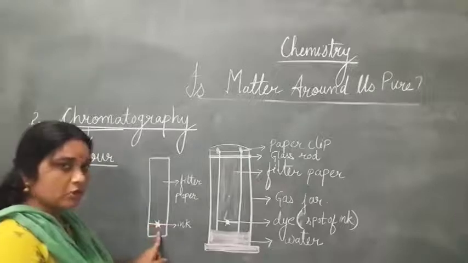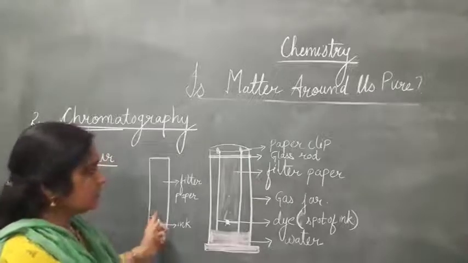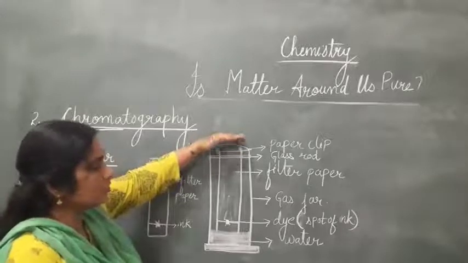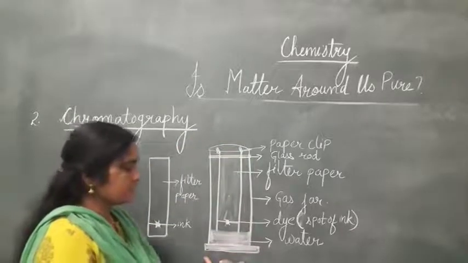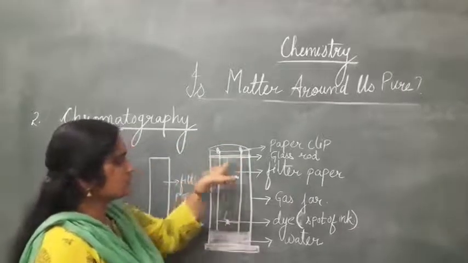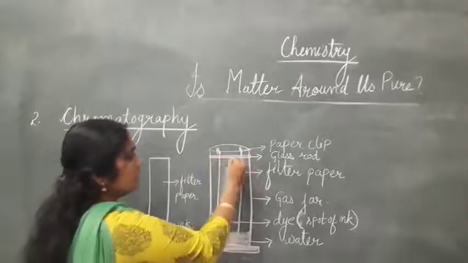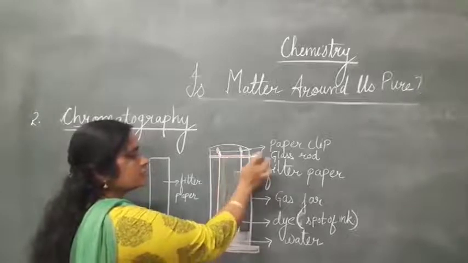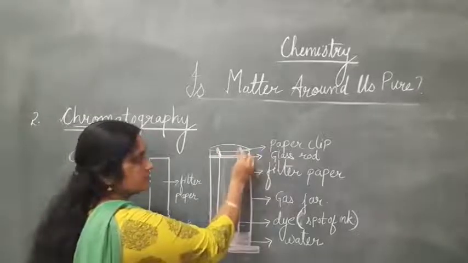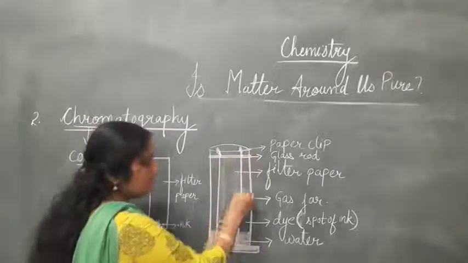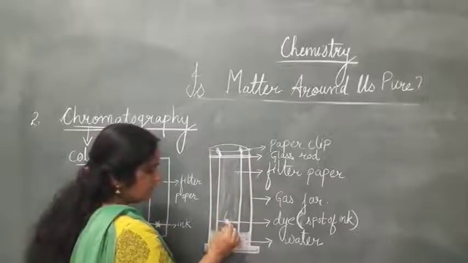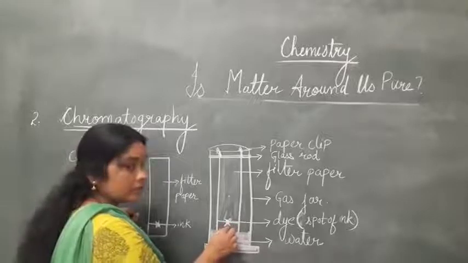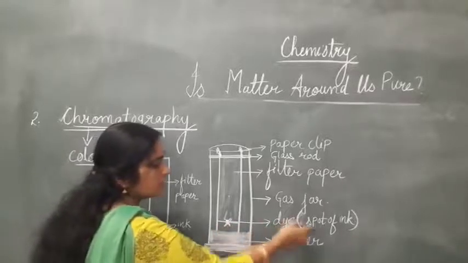Once the ink spot or the color dries, you take it and put it in a glass if you are doing the experiment in your house, or we have what is known as a gas jar. So in the gas jar, this is a glass rod, and put the filter paper, fixing it onto the glass rod by using a paper clip. This is a paper clip over here, this is a glass rod, and this is a filter paper. And here is the spot where you have put the ink. Now it is dry.